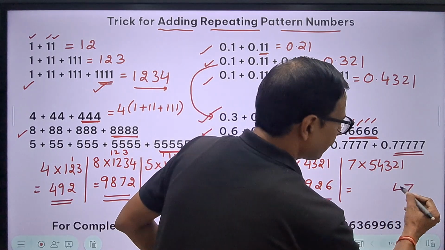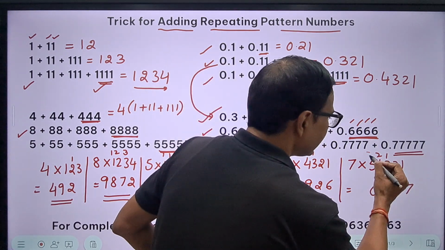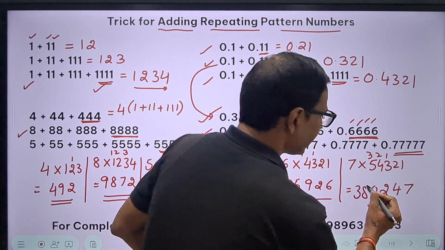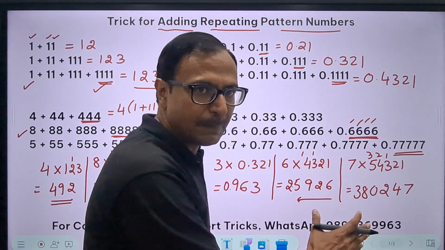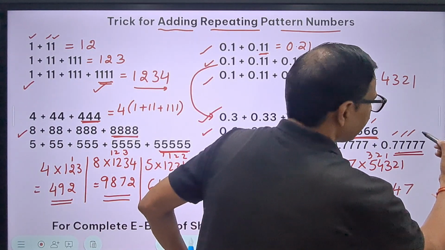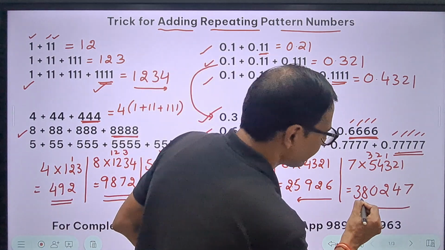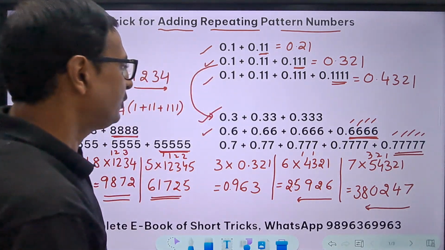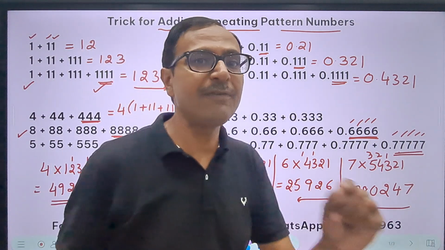This is 7. 7 2s are 14 means 1. 22 means 2. 28, 30 means 0 and a 3. 7 5s are 35 and 3, 38. So 380247, and now put the decimal at the correct place. We have 5 decimal places in the last number, and so put a decimal 5 digits from the right hand side. You will get your answer 3.80247. Now the beauty of this trick for adding the repeating pattern numbers is that it can be generalized to so many different problems.